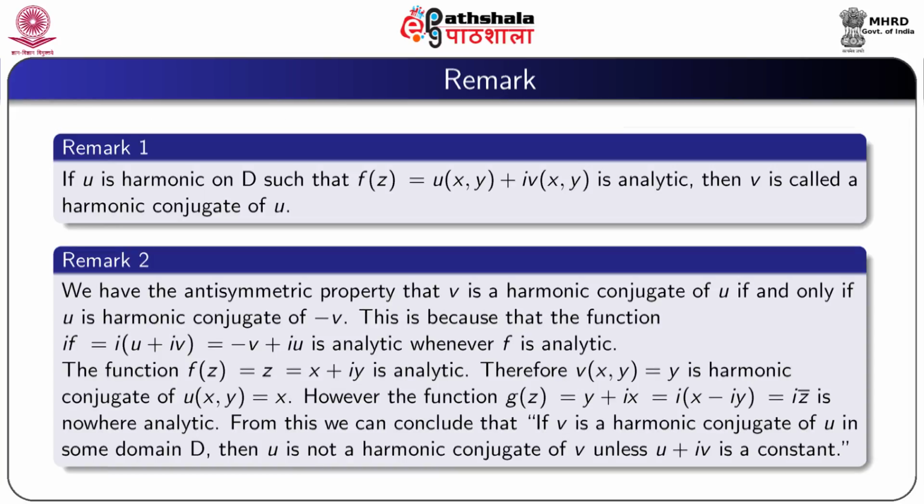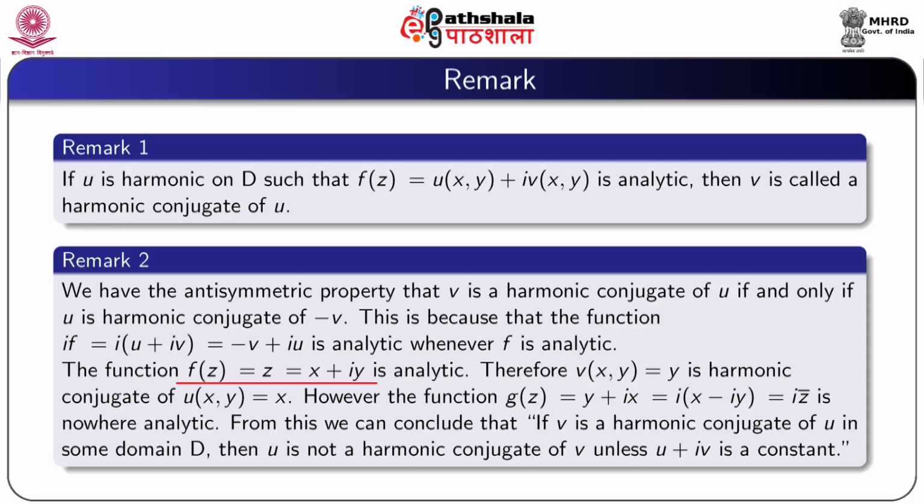Another one, we have the anti-symmetric property that v is a harmonic conjugate of u if and only if u is a harmonic conjugate of minus v. This is because the function i times f, that is equal to i times u plus iv, that is equal to minus v plus iu, is analytic whenever the function f is analytic.